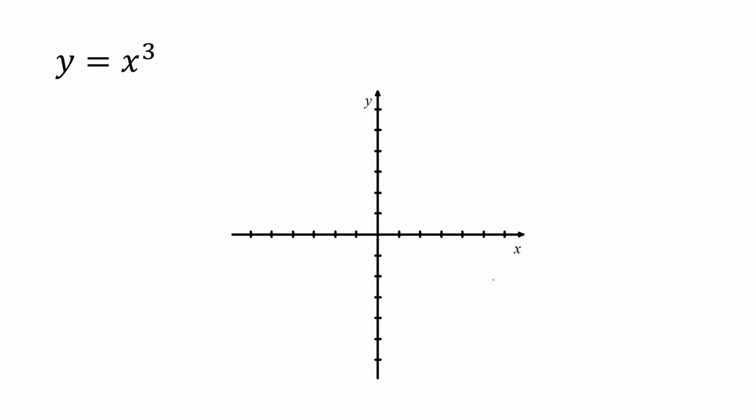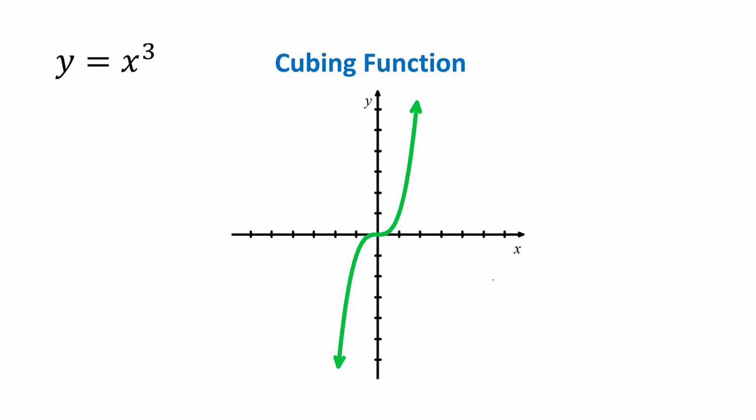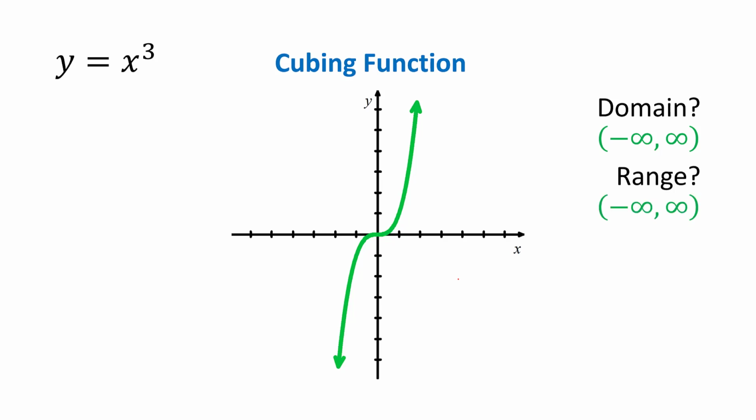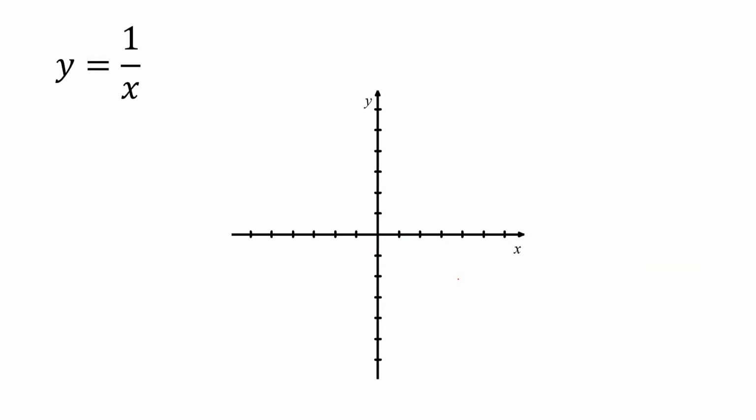Next we have y = x cubed, the cubing function. Looks like so. You could graph points on this. Some nice points to plot would be letting x be equal to -2, -1, 0, 1, and 2, and finding those y values that correspond to those particular x values. The domain is all real numbers. The range is all real numbers. The intercept is (0, 0).